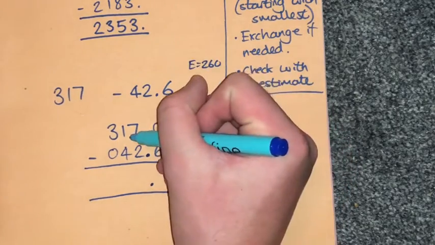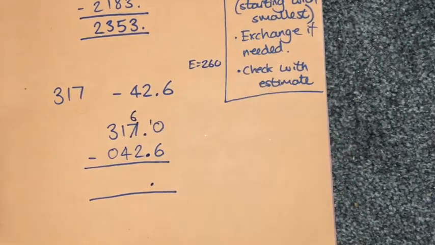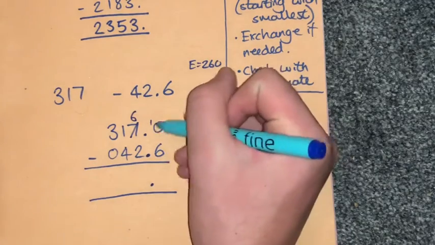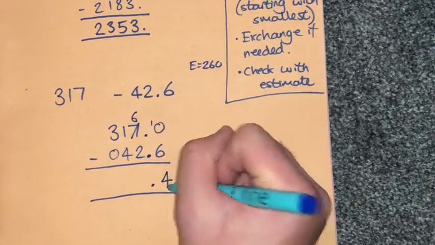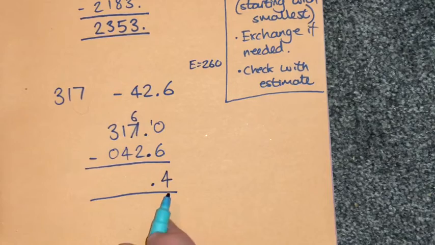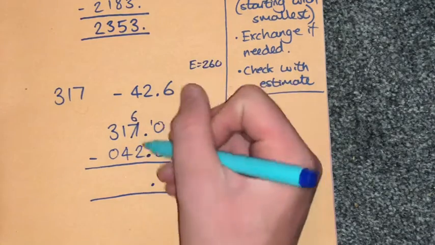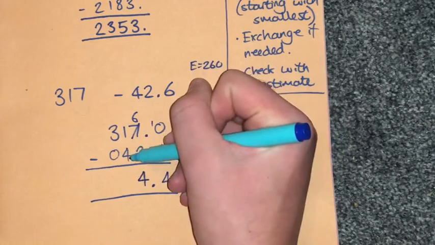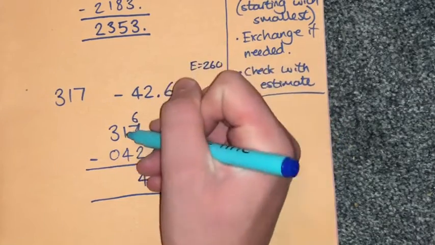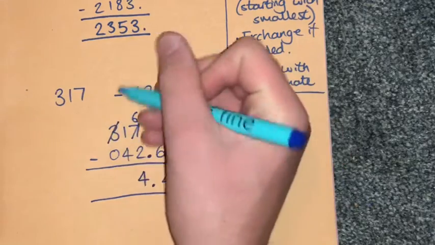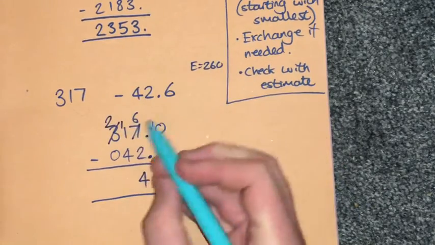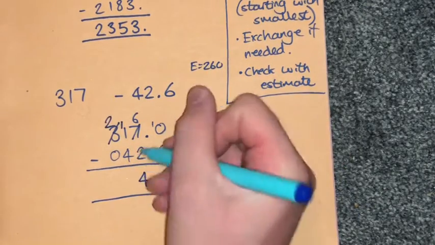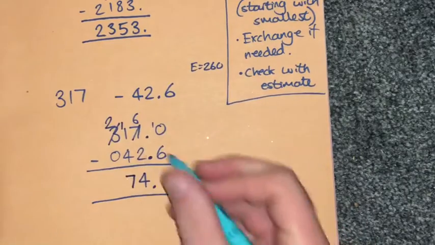So I'm going to take one of those ones, so it becomes a 6, and put it on there. So then I've got 10 tenths take away 6 tenths is 4 tenths. Can you see how that is not 6? Okay, 6 ones take away 2 ones is 4 ones. 1 ten take away 4 tens, I don't want to be doing, because I don't want a negative number, so I'm going to take one of those hundreds and put it on there. So now I have 11 tens take away 4 tens is 7 tens.